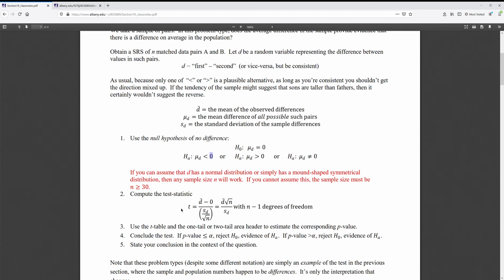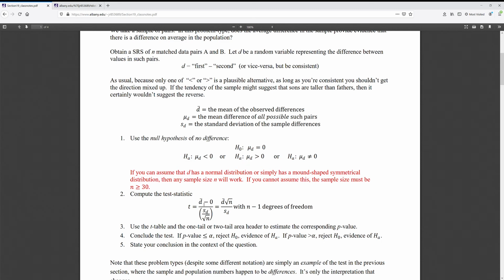But the test statistic plays out exactly the same way it always does. In theory, things are normally distributed. So our test statistic is statistic minus theory about parameter divided by standard deviation of statistic. Well, the standard deviation of the sample mean is sigma over the square root of n. So we have the following adaptations.